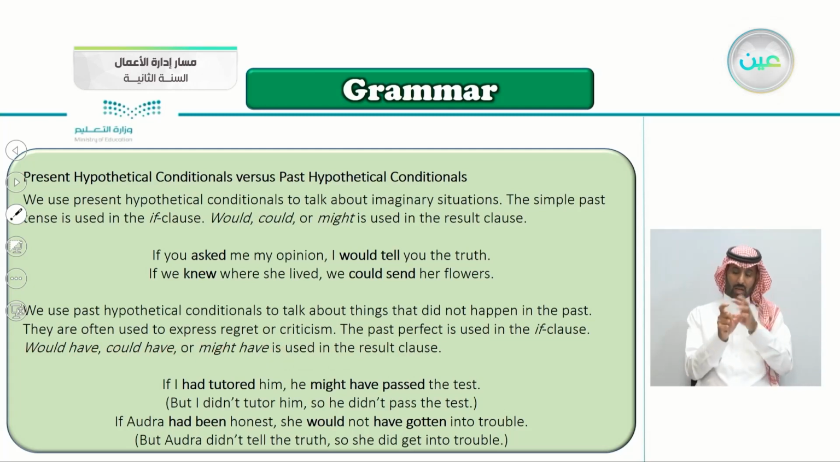So the difference here, in the if clause, in the present conditional, we use the past tense. Here we use the past perfect. And here in the result clause, we use would, could, or might. Here we use would have, could have, or might have in the result clause. Let's read some examples here.